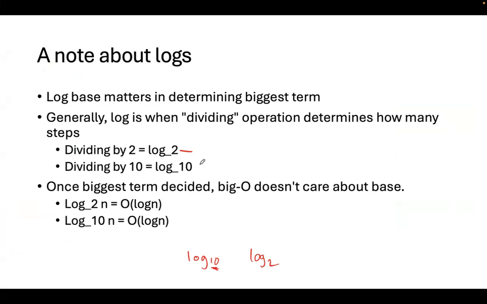But typically, we as computer scientists looking at big O notation tend to be like, nah, we're dividing, we just don't care about the base. So you'll see, once we write O of log n, once we decide the biggest term in this whole equation that we write, then the big O doesn't care about the base at all.